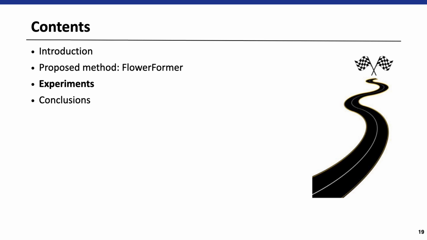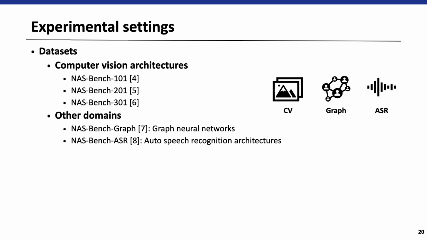Next, I will discuss the experiments. For our experiments, we utilize widely recognized benchmark datasets for computer vision architectures, including NAS-Bench-101, 201, and 301. In addition to this, to measure performance across different domains, we also incorporated benchmarks like NAS-Bench-Graph and NAS-Bench-ASR.